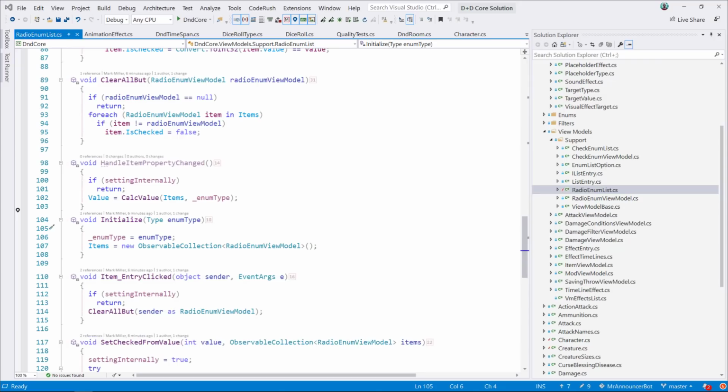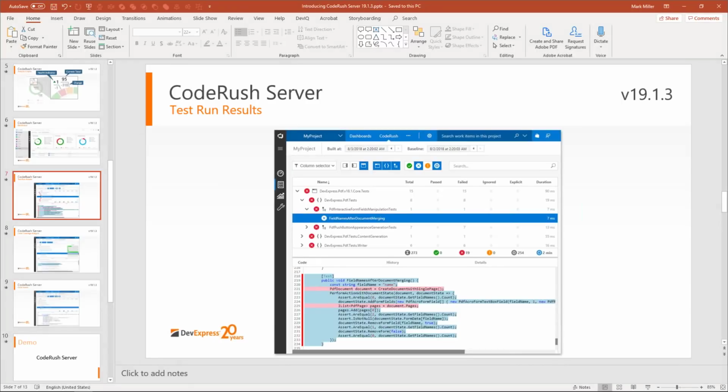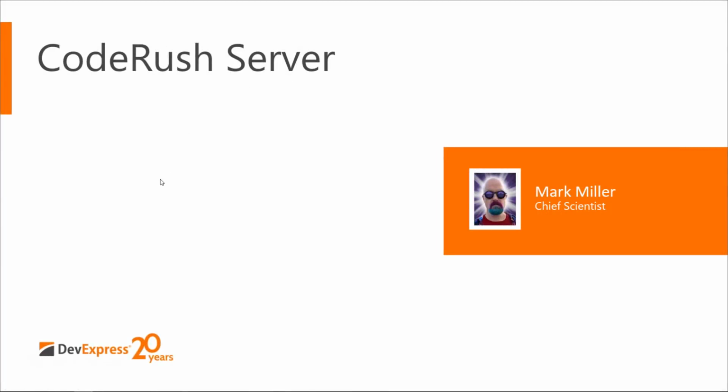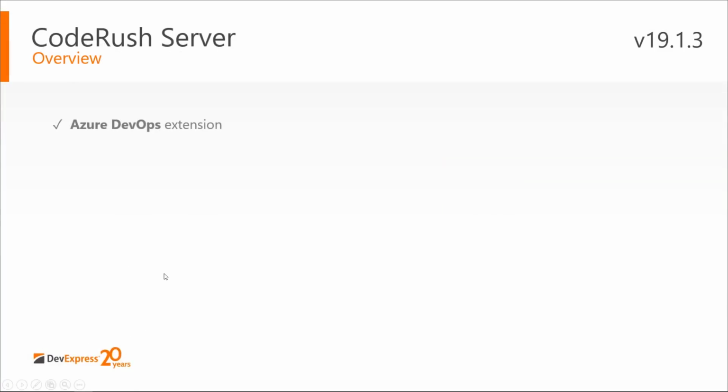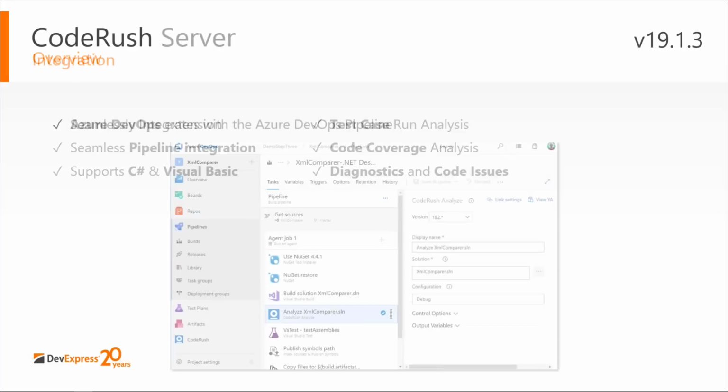Let's get my other slide set up here for CodeRush Server. Here it is right here. Let's run that. Okay, so overview: it's an Azure DevOps extension. It's got seamless pipeline integration. Azure DevOps allows you to set up your pipeline for how you're going to do your build, and the CodeRush Server just slips right in there seamlessly. It supports C# and Visual Basic, and it includes features like test case run analysis, code coverage analysis, diagnostics, and code issues.